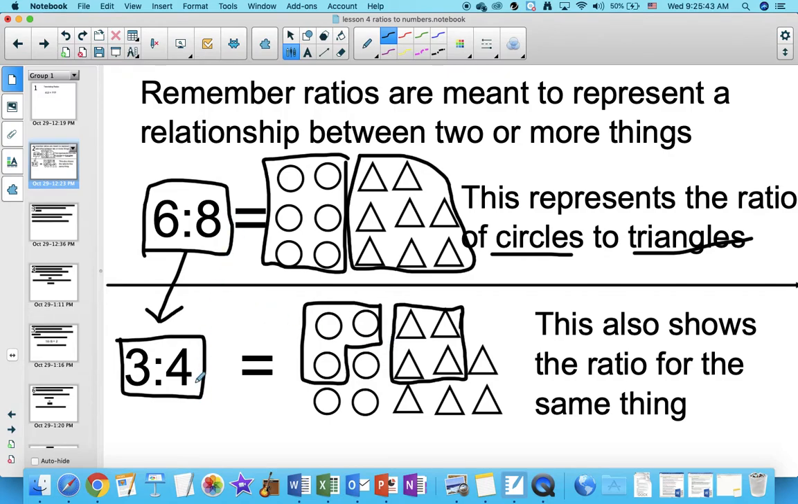And so a simplified ratio is showing the relationship between two things. And it doesn't necessarily show you the actual number. So the simplified ratio here is you're saying for every 3 circles, I have 4 triangles. Not that I actually have 3 circles or only 3 circles. It's that for every 3, I should have 4 triangles.